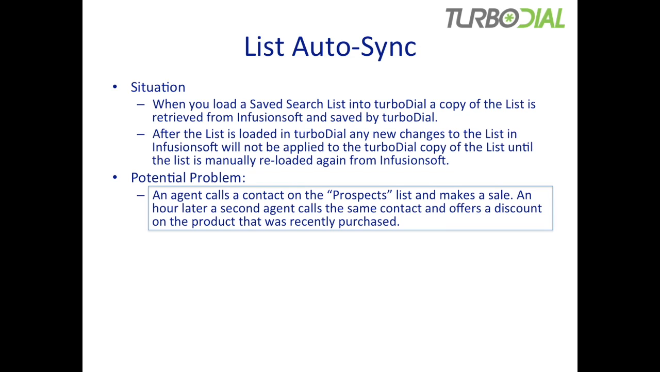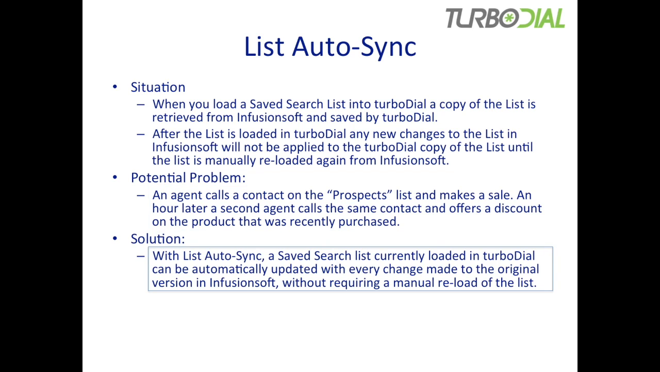For example, take this one. Let's say an agent calls a contact on your prospects list and makes a sale. That's a good thing. Now, however, an hour later, you have another agent who's also calling contacts on the prospects list, and they reach that very same contact and they offer a discount on the product that that contact just recently purchased. So that's not such a good thing, right? That results in bad will with your customers. So the solution is to use list autosync.